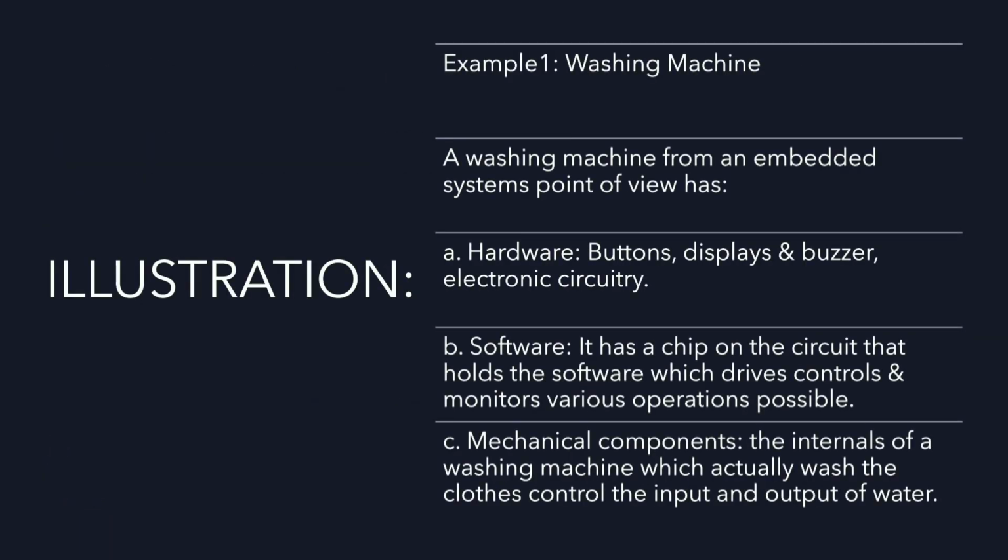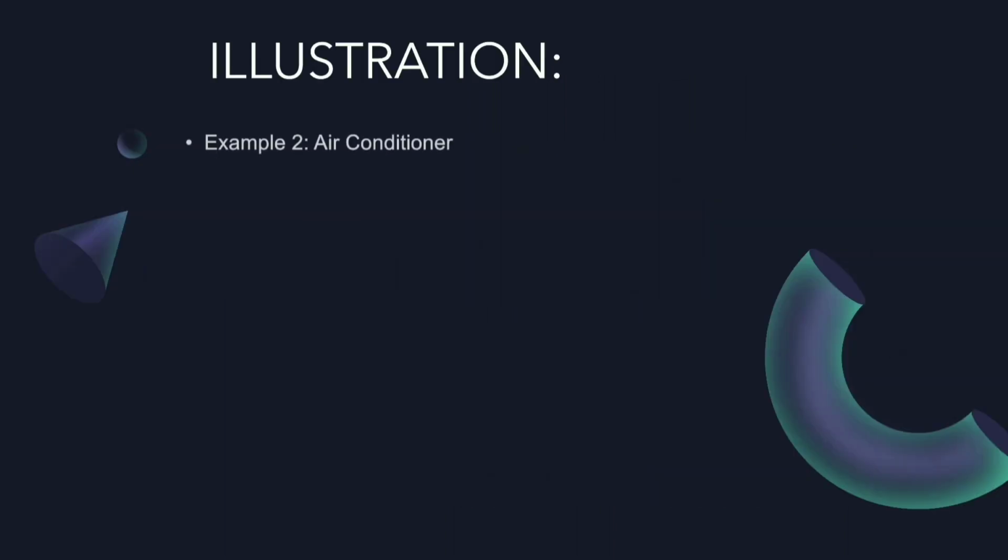Let us know what an embedded system is with the help of an example. Here, for example 1, we have a washing machine. A washing machine from an embedded system's point of view has hardware, which contains buttons, displays and buzzer or electronic circuitry. For software, it has a chip on the circuit that holds the software which drives, controls and monitors various operations possible. For the mechanical components, the internals of a washing machine actually wash the clothes, and handle the input and output of the water.